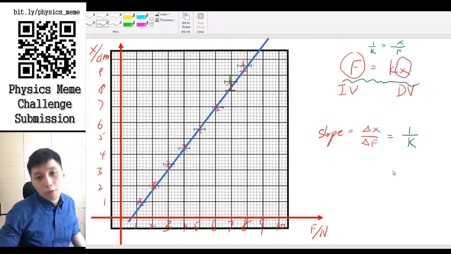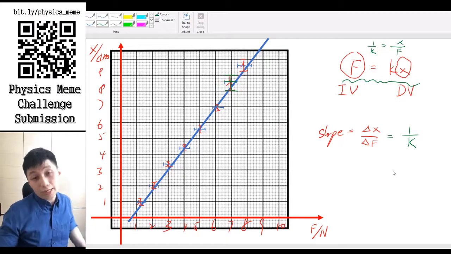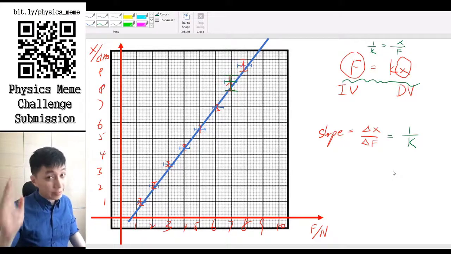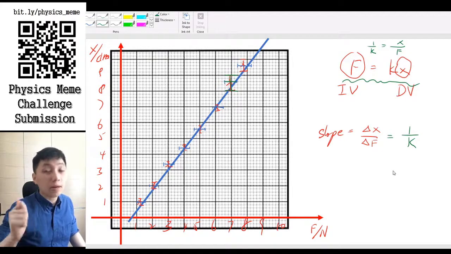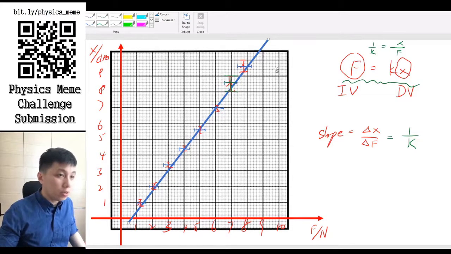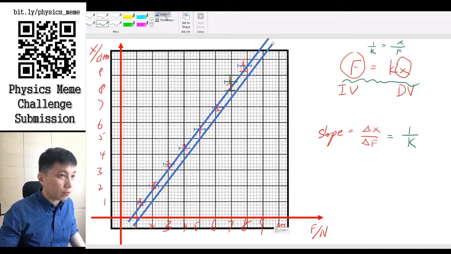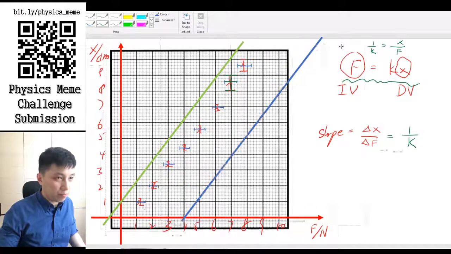The answer is simple. You just have to draw 2 more lines to show the worst scenario. That means the maximum and minimum. So here, let me try to do it with different colors. So let's say I use, say, the green color.